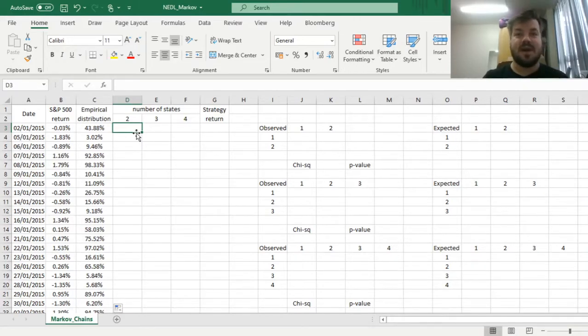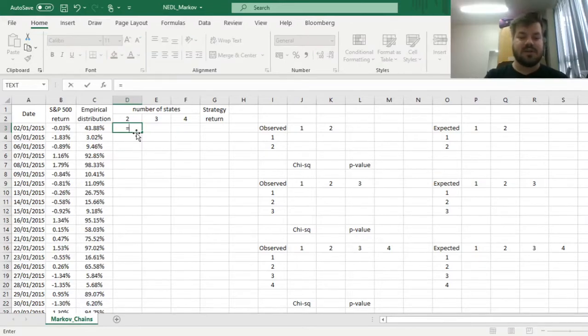To separate our stock returns into 2 states, we need to consider stock returns below and above the median. So we can just apply the round down function and apply it to our value of the empirical distribution, and we have to lock the column here because we will drag it around for different numbers of states and we don't want it to change in terms of the column, and multiplied by the number of states. And here we have to lock the row because we want the column to change as we move to an example with a different number of states, but we don't want it to change when we move from observation to observation within one example with a particular number of states.